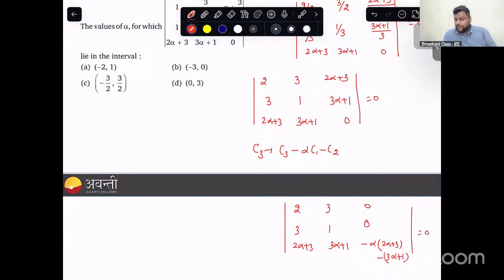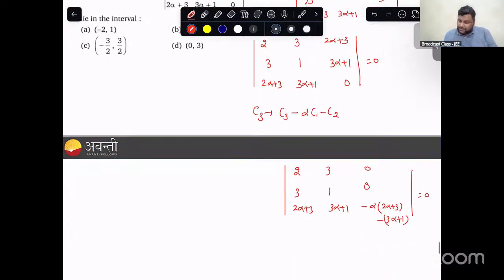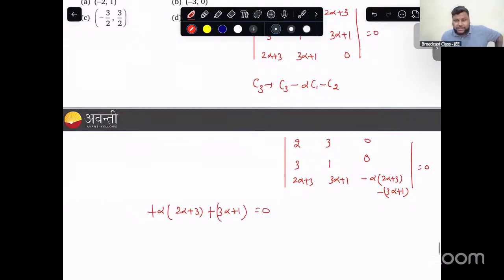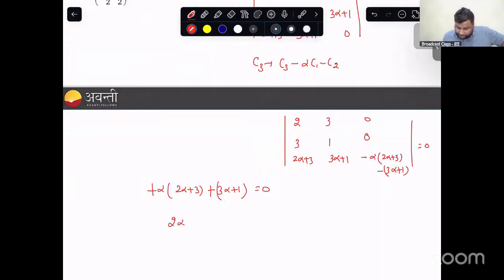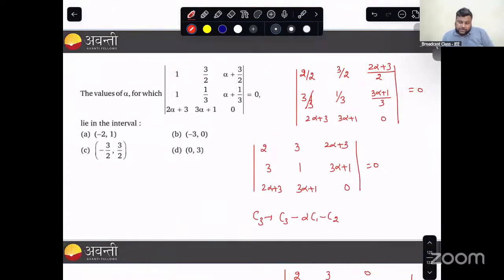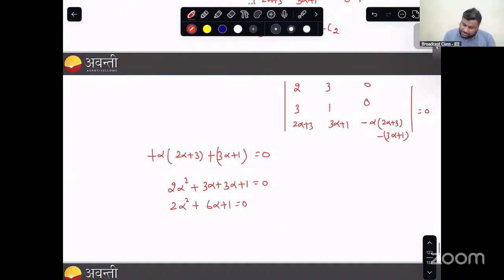Now if you expand it, you will get minus alpha times 2 alpha plus 3 minus 3 alpha plus 1, goes 0. Make this minus as positive. So it is 2 alpha square plus 3 alpha plus 1 equal to 0. So it is 2 alpha square plus 6 alpha plus 1 equals 0. Now options you see. Let us assume some f of alpha, 2 alpha square plus 6 alpha plus 1.